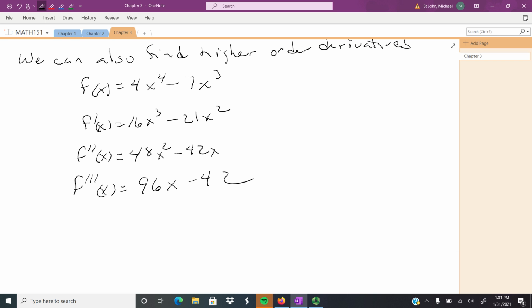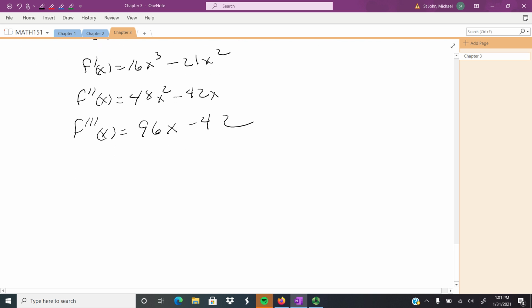Eventually we may end up at 0, like in this one. A couple more times, and my derivative is going to be 0. Right? All right. Other rules you're going to see.